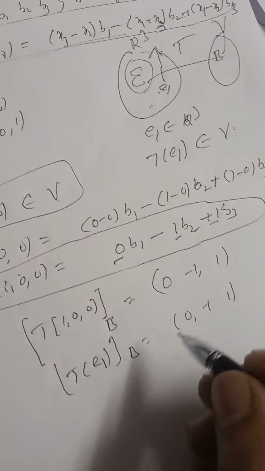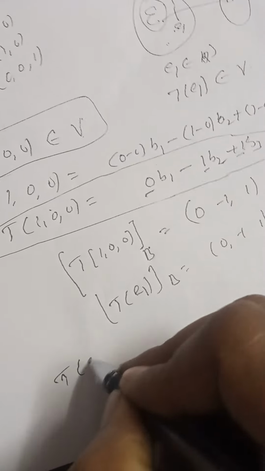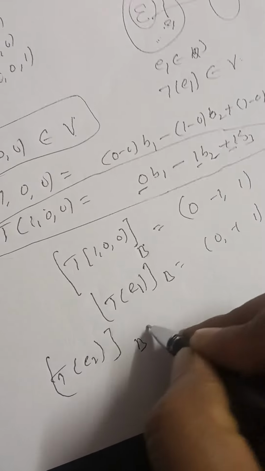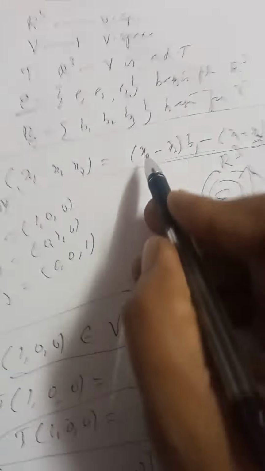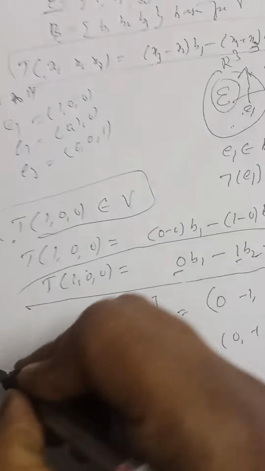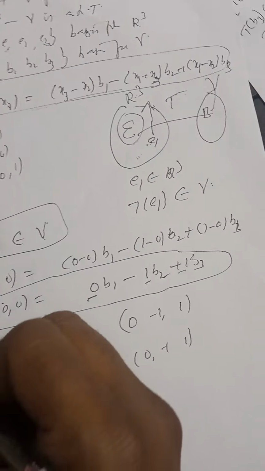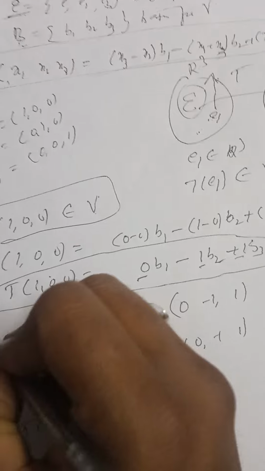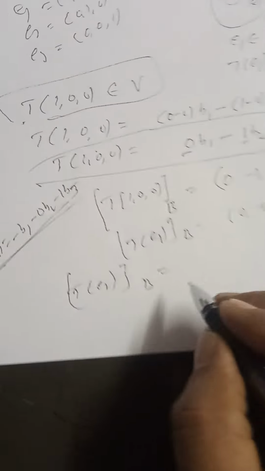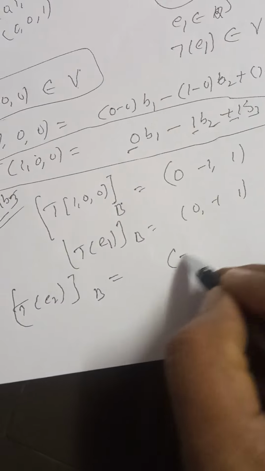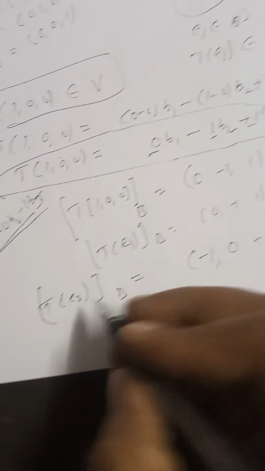Okay, similarly we can find T of E2 with respect to B. E2 means 0, 1, 0. Here T of E2 is equal to, x3 minus x2 is 0 minus 1, so minus 1 into b1, minus x1 plus x3 is 0 into b2, x1 minus x2 is minus 1 into b3. Now what are the coordinates here? Minus 1, 0, minus 1.